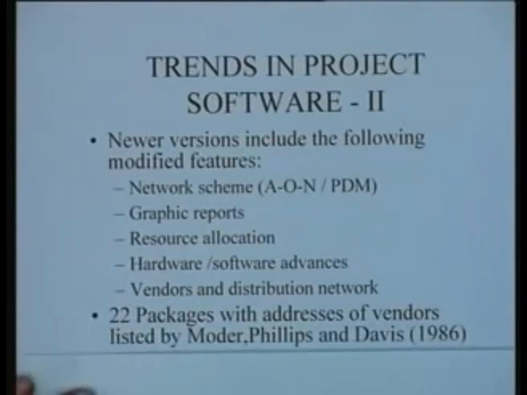Just as one of the lists, a list of 22 packages with addresses of vendors is listed in this textbook by Moder, Phillips and Davis, which was published in 1986. You can refer to this list. 22 packages were available, and the list of vendors and so on is available. At this point of time, of course, the list is much longer, and therefore we haven't made an attempt to compile it.